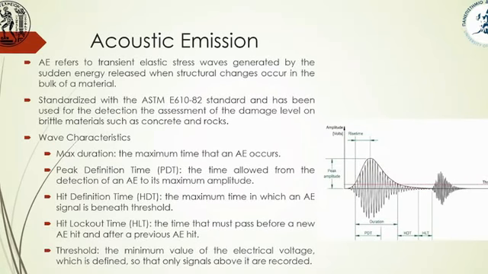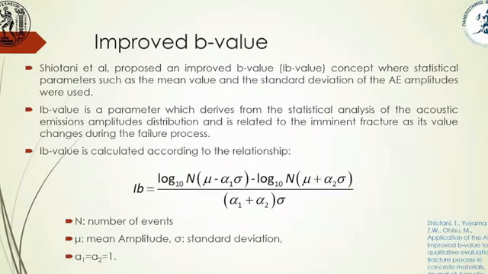Regarding the acoustic emission technique, acoustic emissions refer to the transient elastic waves generated by the sudden energy released when structural changes occur in the bulk of a material. We'll keep it very short. We will study the acoustic emissions through the temporal evolution of the improved b-value.